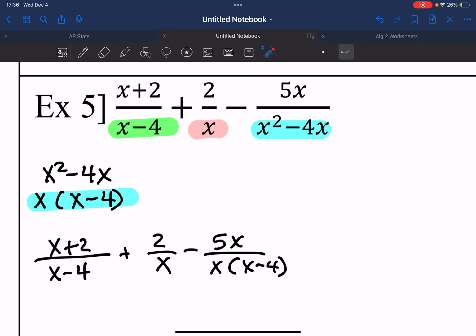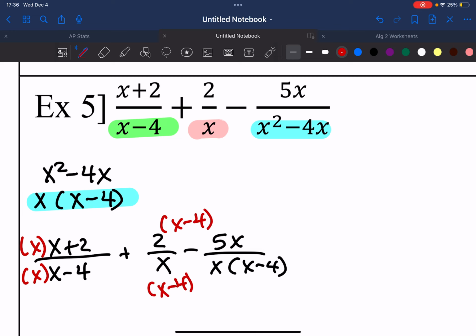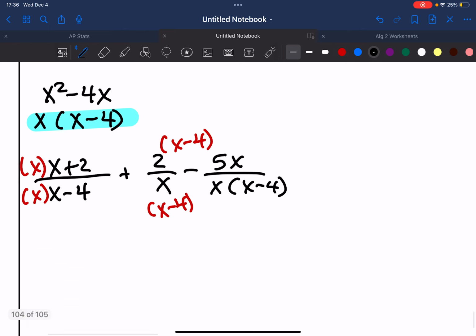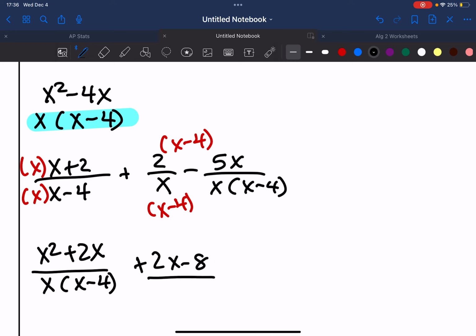Well, notice that this denominator has an x and an x minus 4, which means that this fraction needs an x and this fraction needs an x minus 4. That way, they both will match. Okay. So we have x squared plus 2x over x times x minus 4 plus 2x minus 8 over x times x minus 4 minus 5x over x times x minus 4.